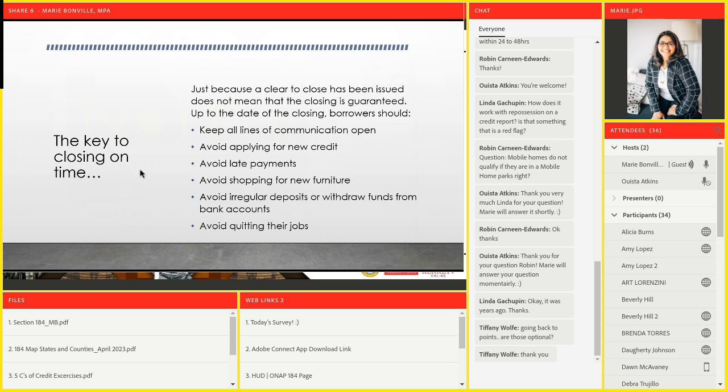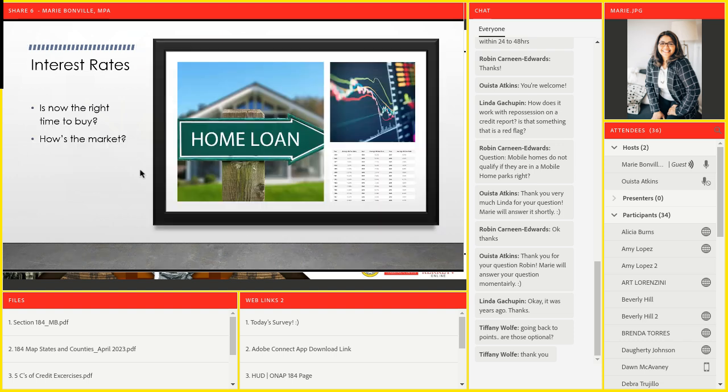So the key to closing on time is keeping the communication lines open, avoiding applying for new credit, avoiding late payments, avoiding new furniture, like I said before, or irregular deposits, no funny money, quitting your job.